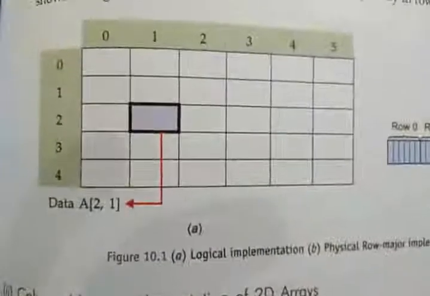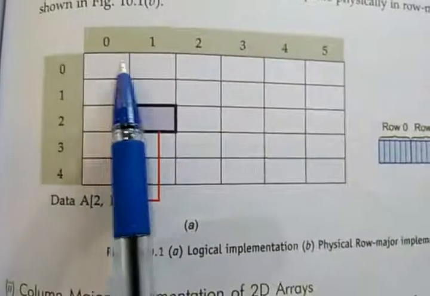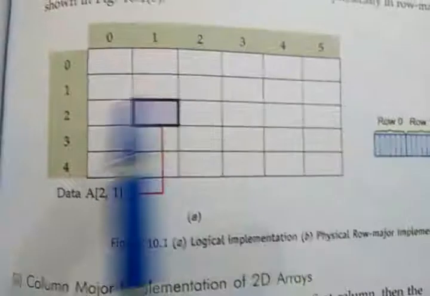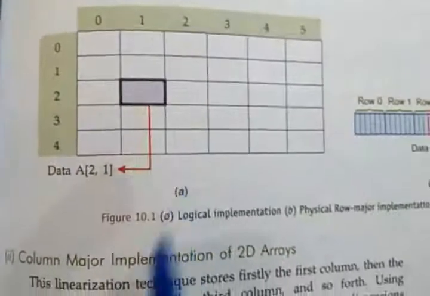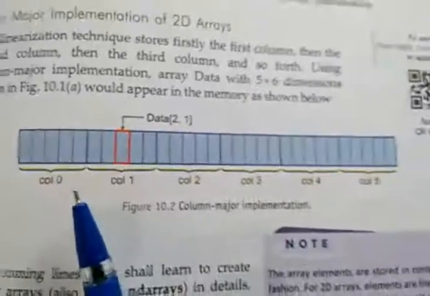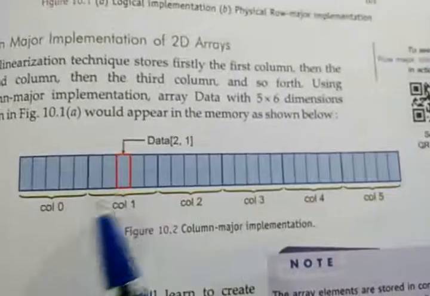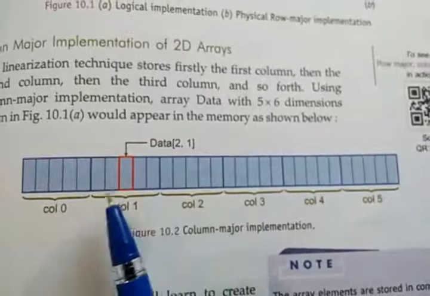So from the 2D array shown in this diagram in the form of a table, row wise we will pick the data elements horizontally, and in column wise we will pick the data vertically. So this diagram shows the column representation of the above 2D array, and the index of this box will be 2 of 1.